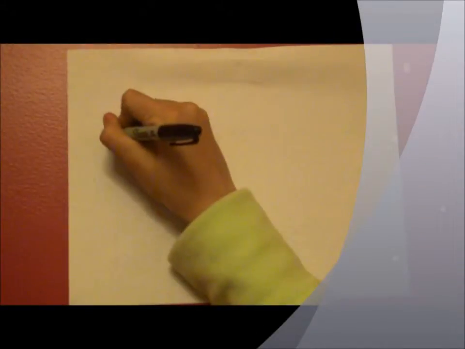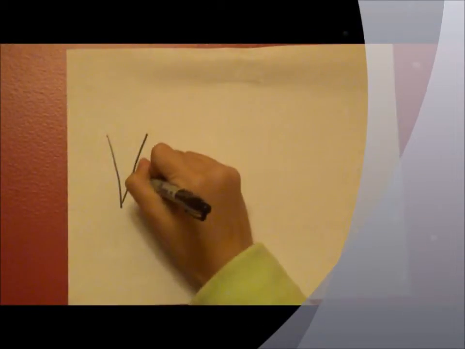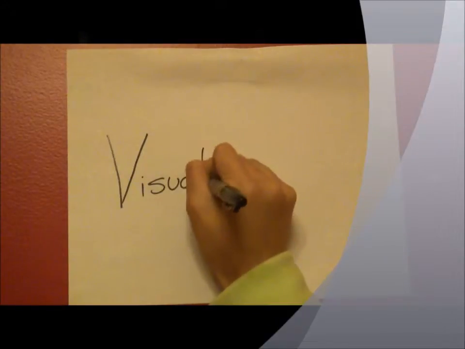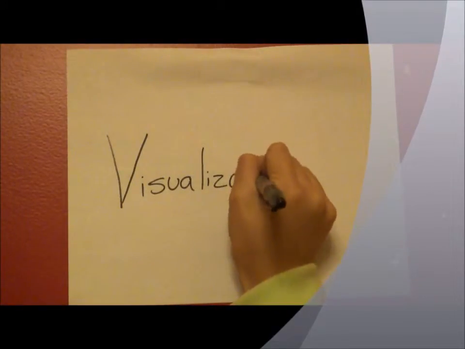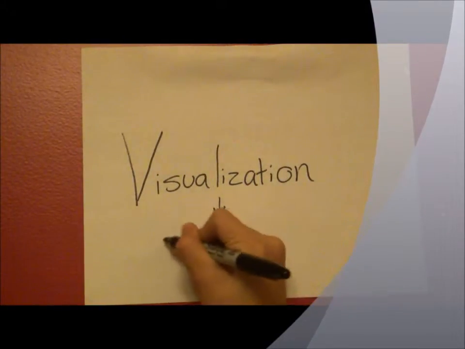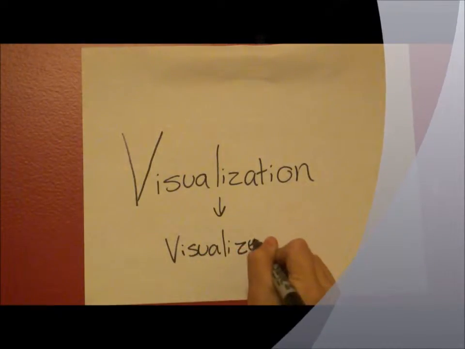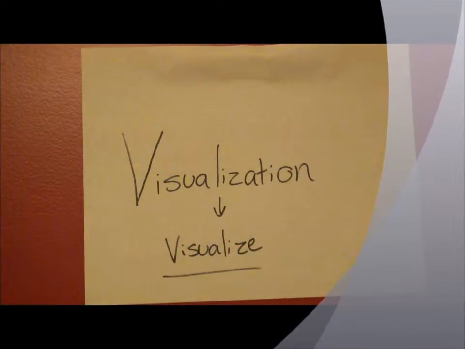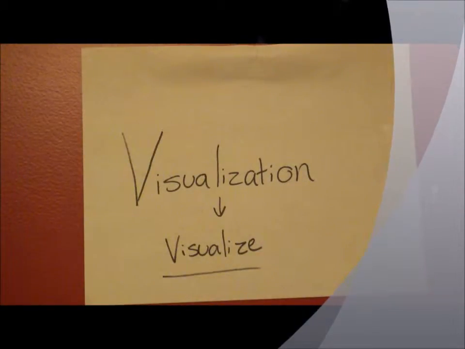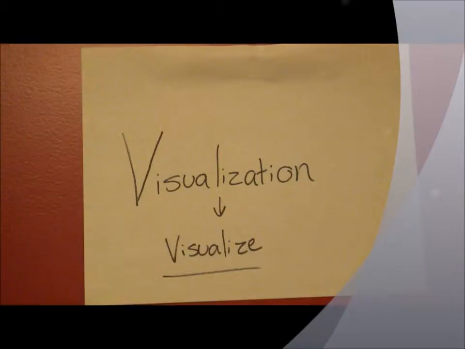Okay, so today's topic is visualization. Basically, visualization comes from the word visualize, which means to form a mental image of or to make visible. So for this literary skill, we're going to be drawing the scene that we think the text is describing.